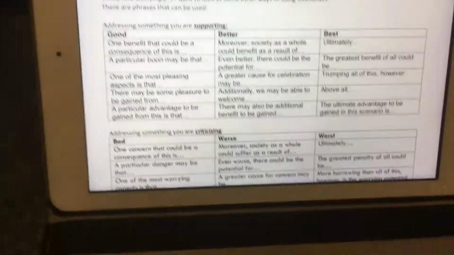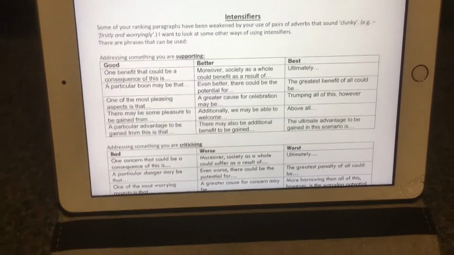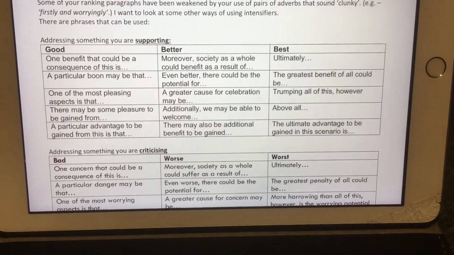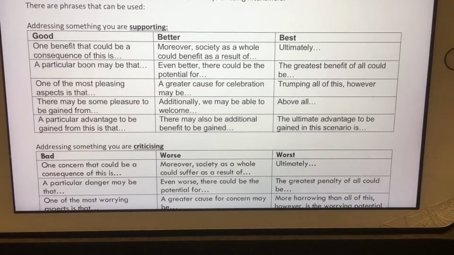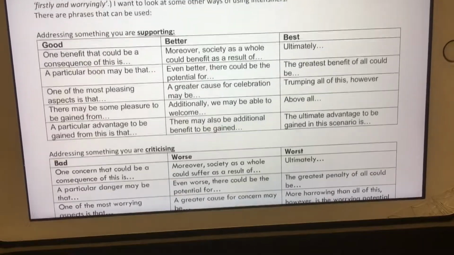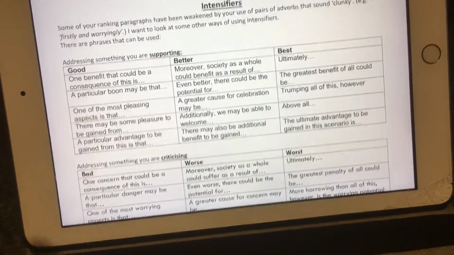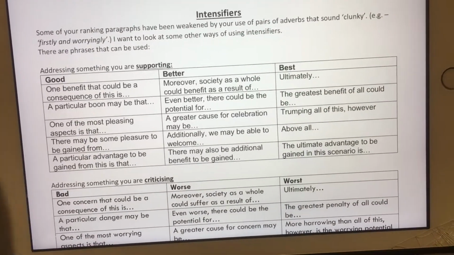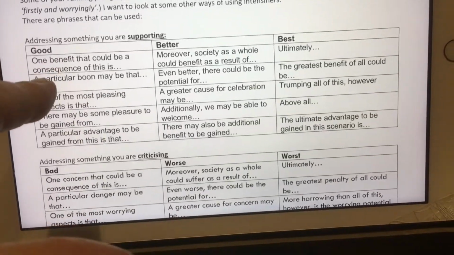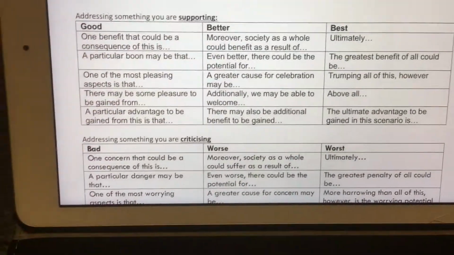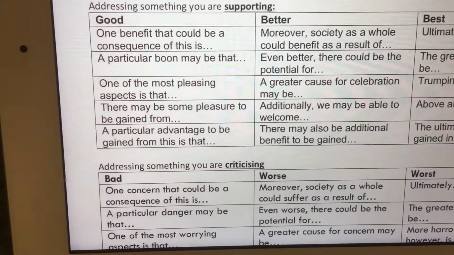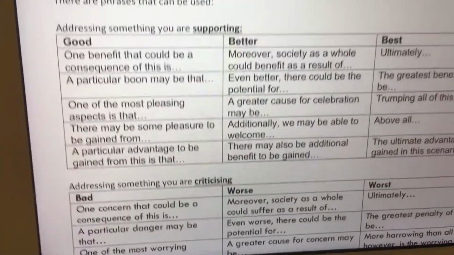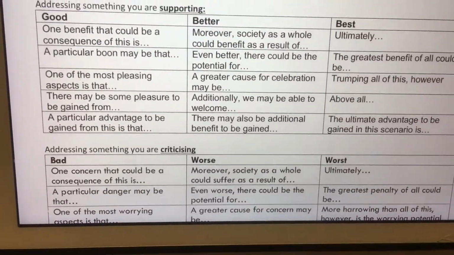Let's imagine you want to write a ranking paragraph. You can use the phrases in this particular sheet, which I will attach to the task, and they will help you to structure your argument. So, I'm going to give you a really silly example, but let's say I wanted to persuade you that ice cream was the greatest food imaginable. So I'd need a good argument, a better argument, or I need my best argument. Now I've written there some sentence starters. One benefit that could be a consequence of this is a particular boon may be that. Here we go. One of the most pleasing aspects is that.